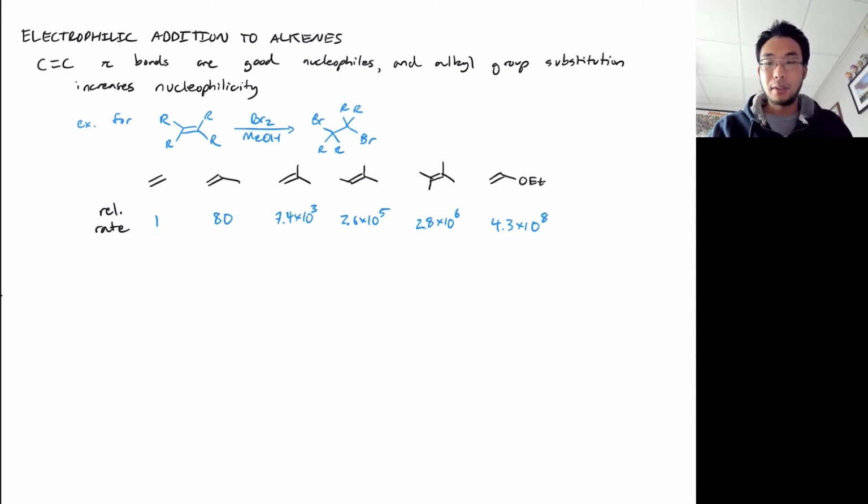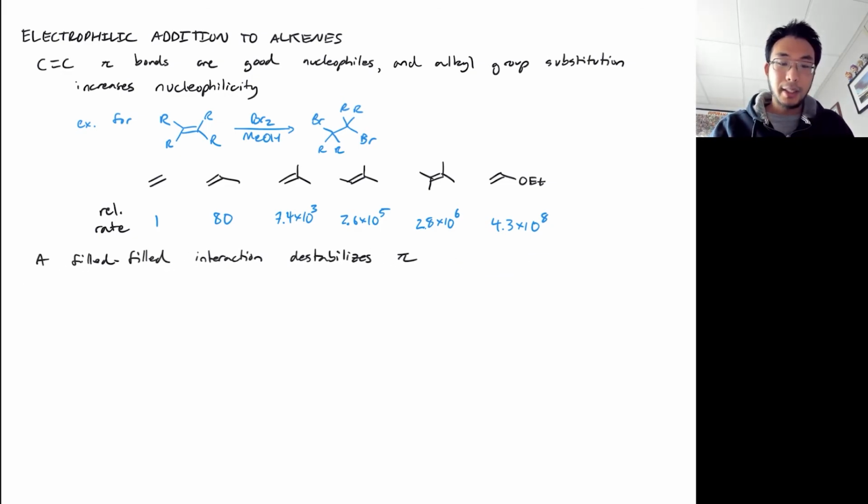Finally, we can also see that by putting on resonance donating groups that make the pi bond more electron rich, so delocalization of a lone pair here that adds electron density to the pi bond, that can lead to even more significant increases in rate than just what we see from adding alkyl chains. The explanation for this experimental observation is that there are filled orbital interactions once you add more alkyl groups, and these filled interactions are bad and overall destabilize the reacting pair of electrons.